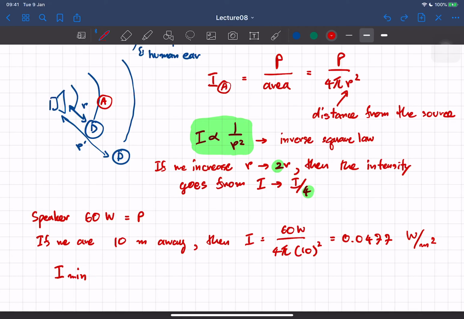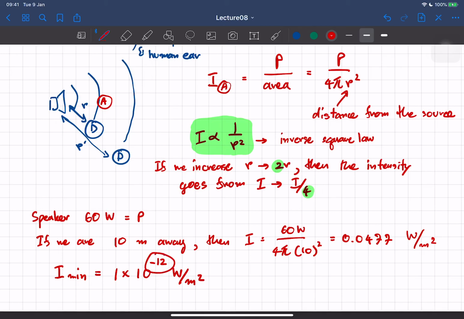This minimum means the minimum that humans can hear. For other animals, it might be lower or it might be larger. Or if you're getting older, then this will be higher, right? But on average, the lowest intensity that you can hear is actually very small. It's 1 times 10 to the minus 12 watts per meter square.